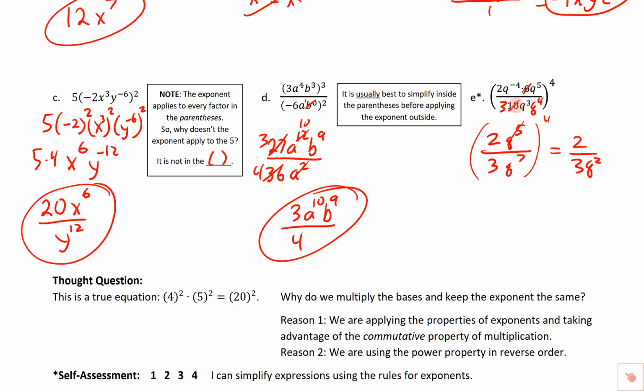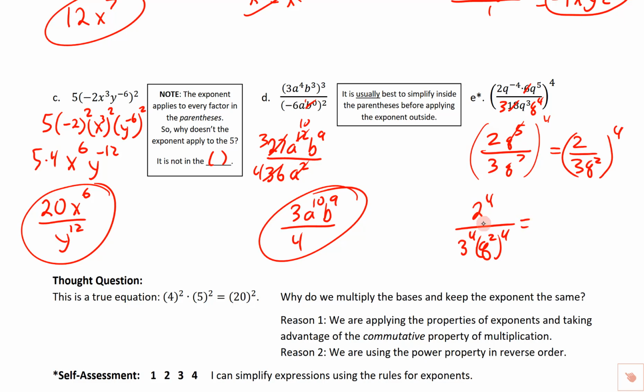Now, one thing that happens a lot is people get carried away and they just simplify this and then they'll circle that answer. Again, don't forget that we've got that 4 on the outside for an exponent, so we're going to do 2 to the 4th. And then we're going to do 3 to the 4th, and then we're going to do q to the 2nd raised to the 4th. That exponent gets applied to each one of those.